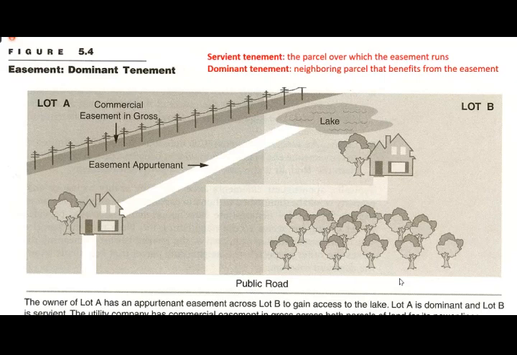So I think that's what you were talking about, right? You live in a house there, but because you have all those trees, you have an easement over your neighbor's property by way of a road so that you can access your property, right? You would be dominant, and then lot A would be the servient.